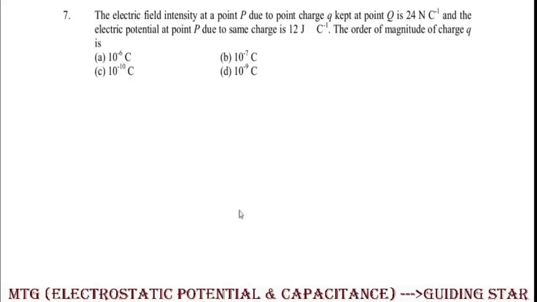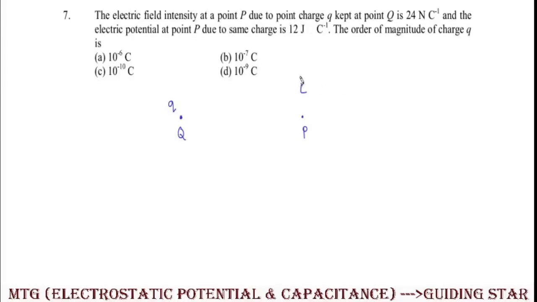Okay, here in question number 7, the electric field intensity at point P due to point charge Q kept at point Q is 24 Newton per Coulomb. So here it is saying that the electric field intensity at point P is due to a point charge Q kept at point Q. Okay, so there are 2 points. Let this be point Q and let this be point P. At point Q, a small charge Q is kept, and at point P, due to the charge, the field is how much?